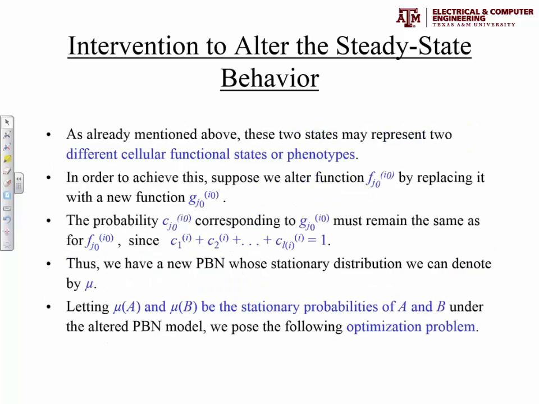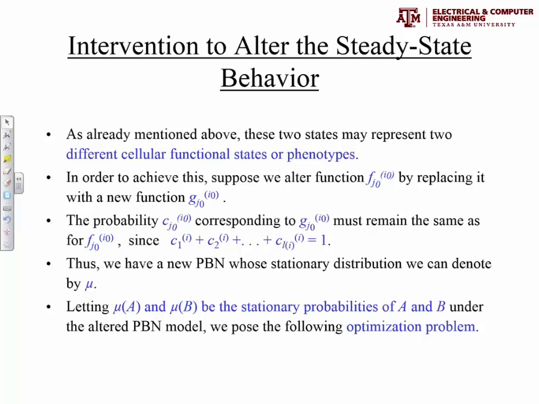So as already mentioned before, these two states may represent two different cellular functional states or phenotypes. In order to achieve this, suppose we alter the jth predictor corresponding to the ith gene, the entries in that truth table, the columns in that truth table, by replacing it with a new function. And of course, the probabilities still have to match up. If you change this, you have to make sure that even if you change the probabilities corresponding to the individual predictors, that still has to sum up to 1.